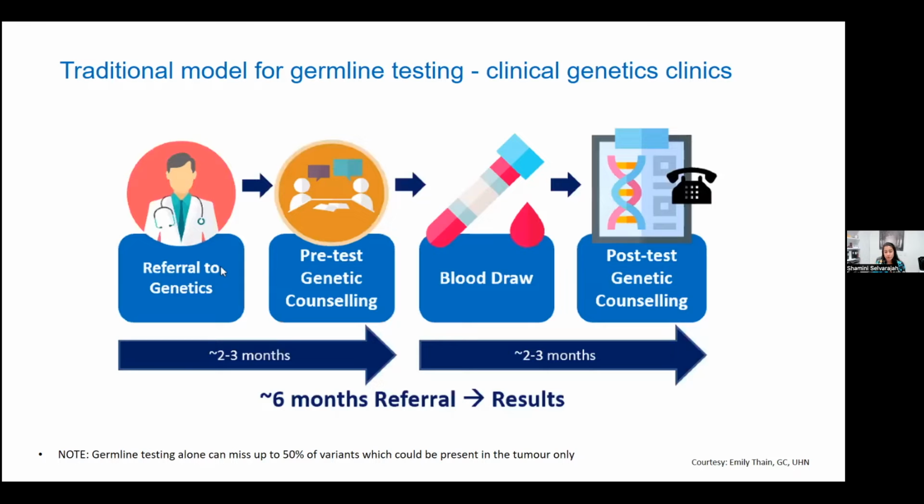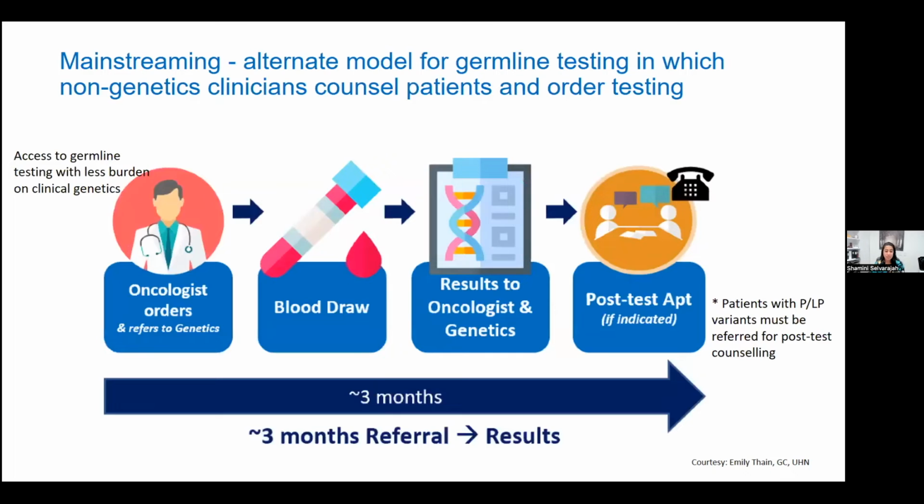And so other models were necessary to provide germline testing. And this is where something called mainstreaming came in. With mainstreaming, the difference is that it is the oncologist, a non-genetics professional, who does the ordering. So they will do a pre-test counseling of the patient, get the blood drawn, and send it to the lab. The results are sent back to the oncologist. Sometimes there is an infrastructure in place where the results are sent not only to the oncologist, but also to the clinical genetics team.